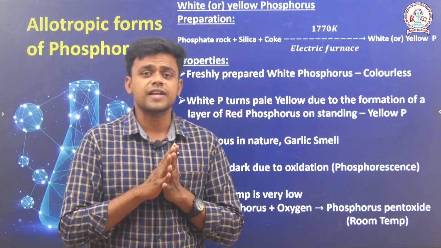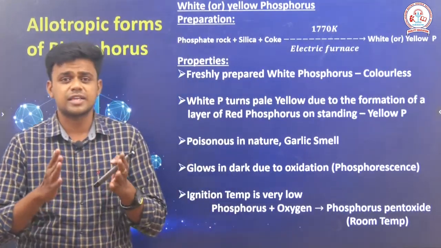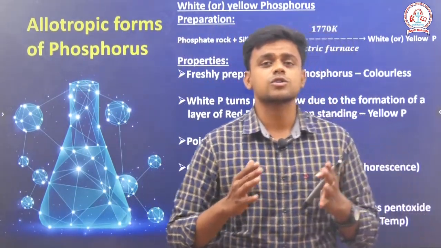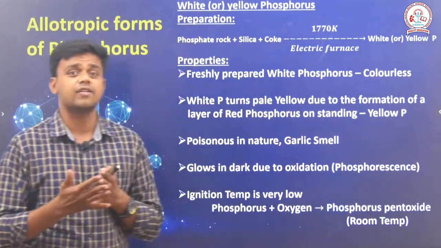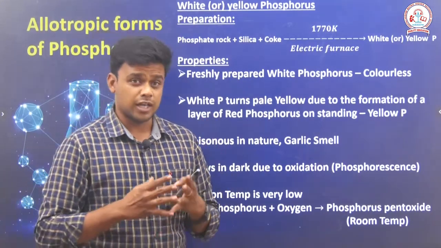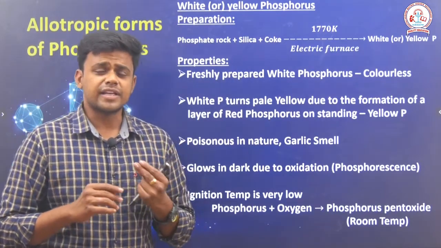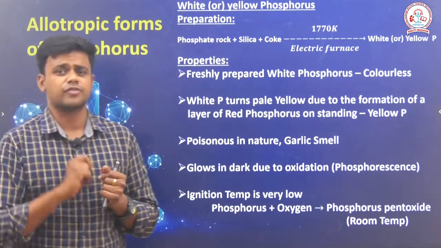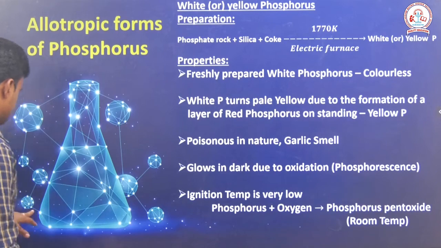And this phosphorus has an ability to show a property called phosphorescence, which is nothing but the capability to glow in the dark because of the process called oxidation, which means this phosphorus is capable of oxidizing itself and exhibiting color. That's what is called phosphorescence, which glows in the dark. And it can ignite at very low temperature just like that. In the presence of a very small amount of oxygen, it forms phosphorus pentoxide so easily, even at room temperature itself.